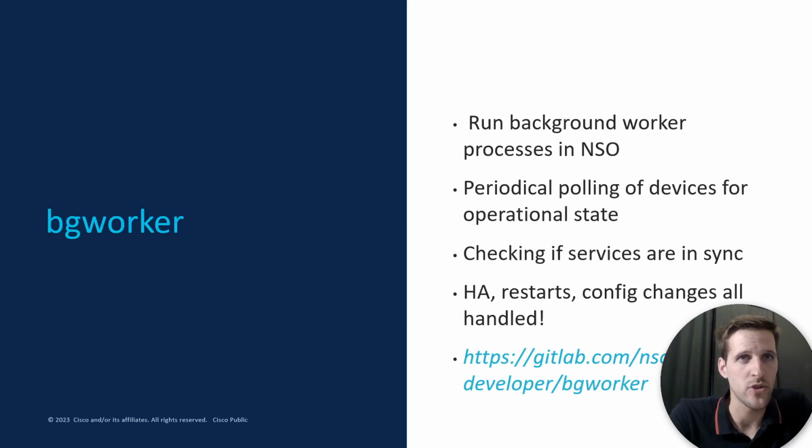Next one is BG Worker that enables you to run background worker processes in NSO. Often you'll find the need to run something periodically, like if you are polling devices for operational state or if you are checking if services are in sync. BG Worker can help you with that. It works well with high availability, it handles restart for you and config changes, so a really nice tool if you have a need for that.